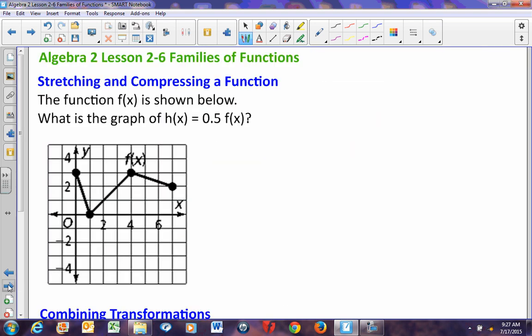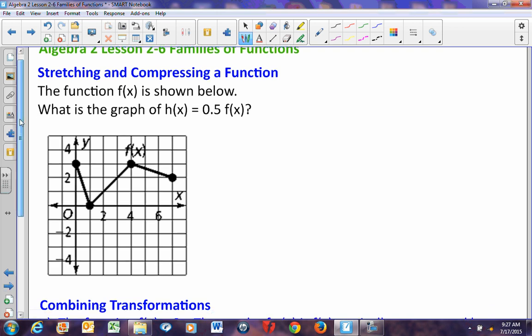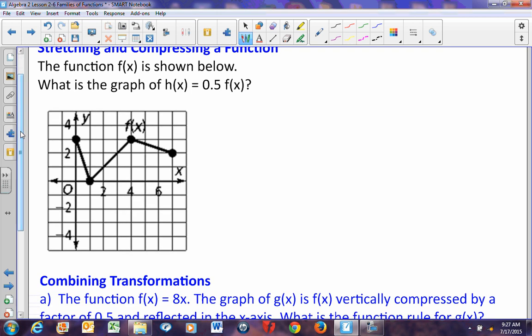All right, let's stretch or compress a function. Below here, on this lovely graph, we have the function f of x. It's shown below. What is the graph of h of x if h of x equals 0.5 f of x? In other words, we're going to take everything and multiply it by a half. Since this is a vertical compression, all of the vertical points are going to get shrunk by a half. All of the horizontal coordinates are going to stay the same.